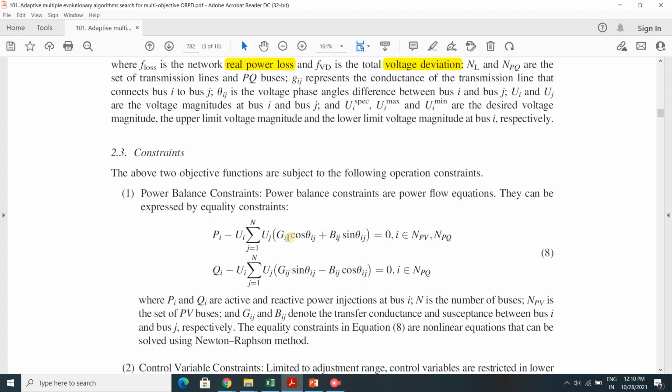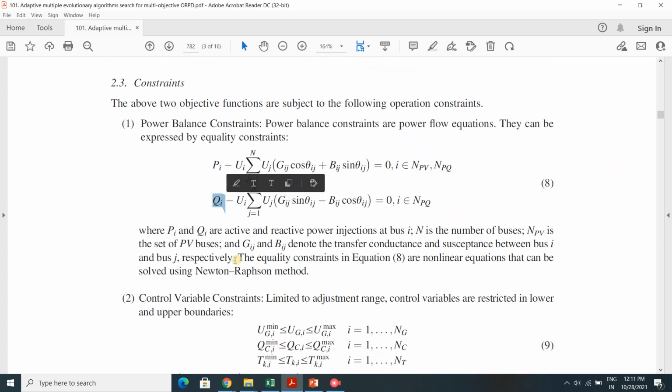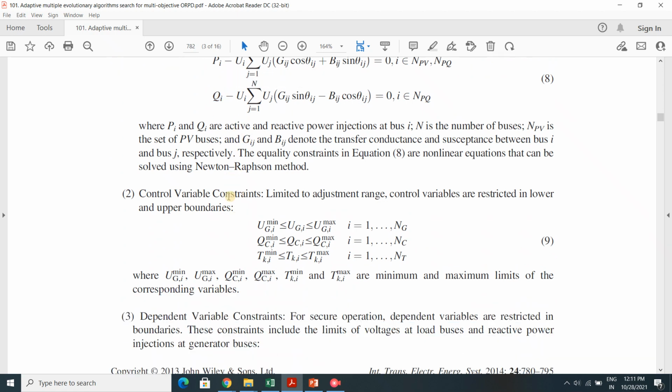Loss plus load. Obviously, if it is not a lossless system, then there will be loss. If it is a lossless system, then generation equals load. But practically there are losses. So this equation has to be satisfied, both for active power and reactive power. So these are the power balance equations.